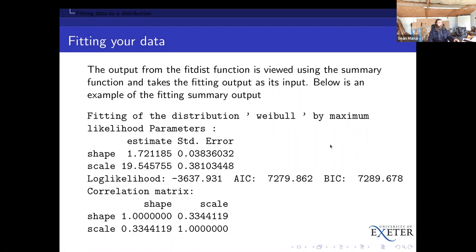So when we run the fitdist function here with the Weibull distribution, we get this output. Here we're getting our maximum likelihood parameters. These are actually the parameters that we'd be using to describe the curve, and these would go in if we were using the rweibull function to sample from the distribution. These are the parameters that it would take. And we've got standard error for those as well, and a few different values here that we'll look at in more detail in a bit.